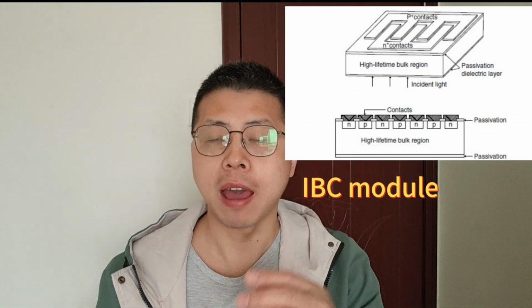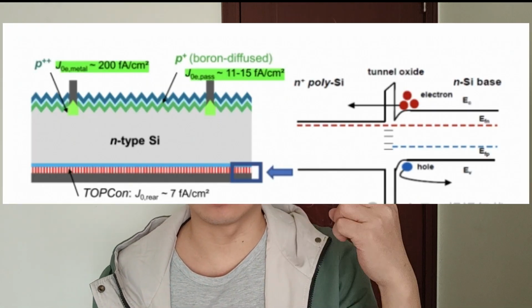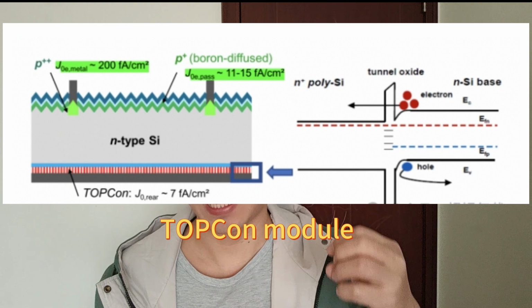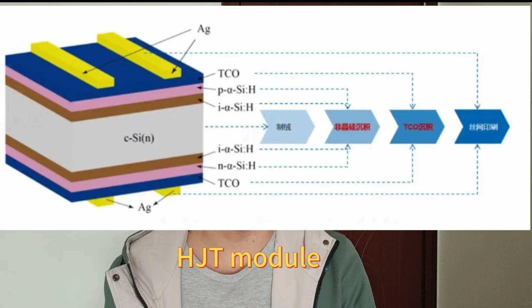Today I'd like to talk about solar technology. You may have heard some words like IBC module, TOPCon module, and HJT module. You may have heard of three kinds of solar module. Two years ago, you may have heard of the PERC module. You may be confused about what these modules mean.